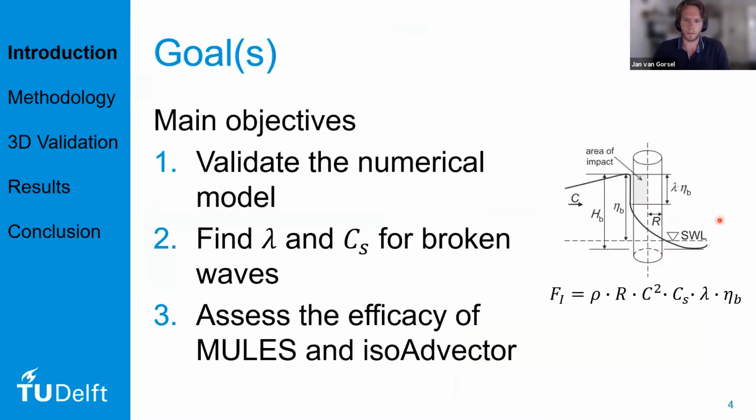The main objectives of the study were to validate the numerical model and find the values of lambda and CS for broken waves. Lambda and CS are part of the formula to determine the impact of the wave onto the structure, where lambda is part of the water level elevation of the incoming wave, and CS is an adjustment factor for the unknown processes that occur. And furthermore, we analyzed the efficacy of MULES and the isolate factor method for this specific situation.